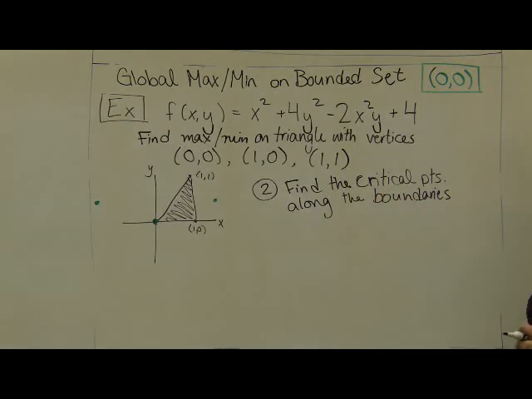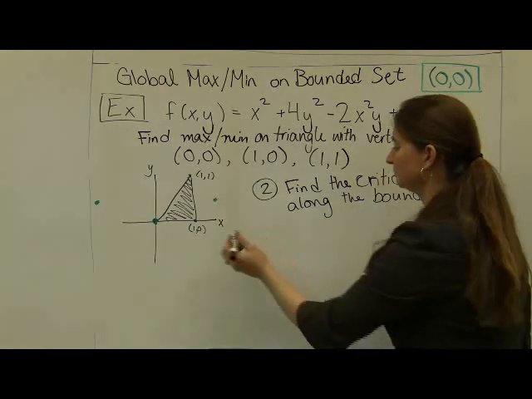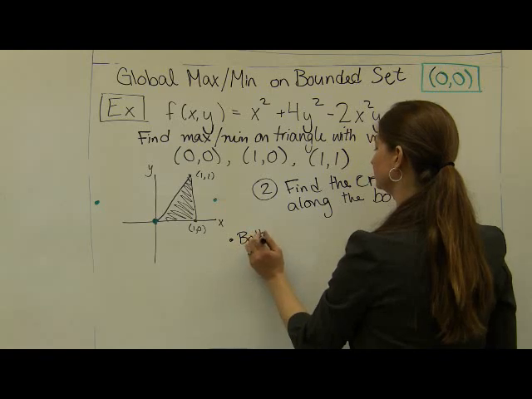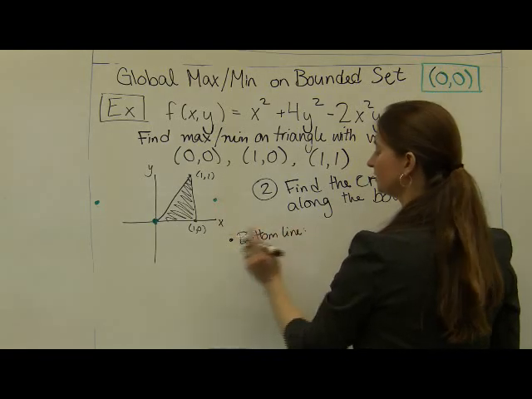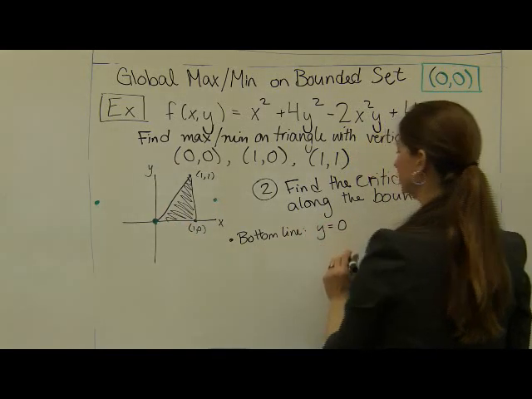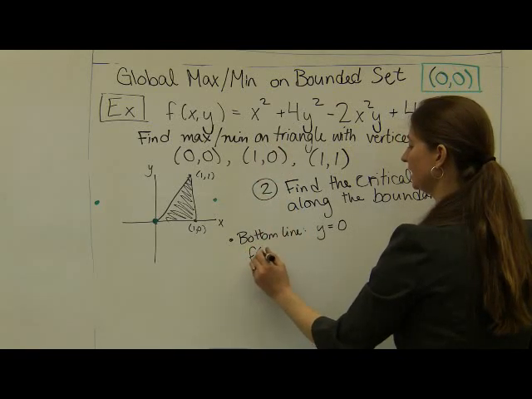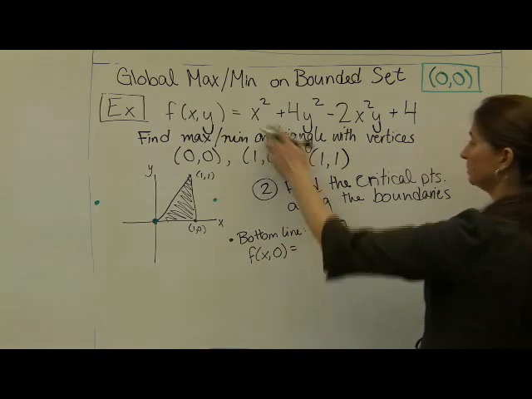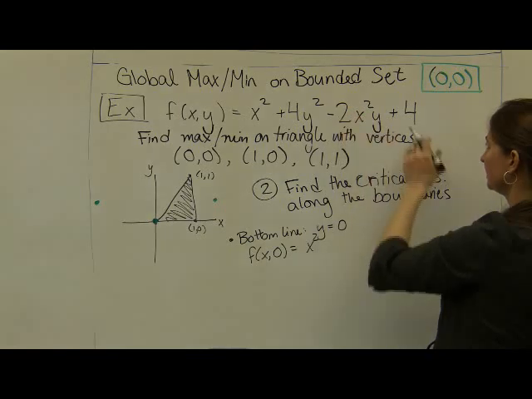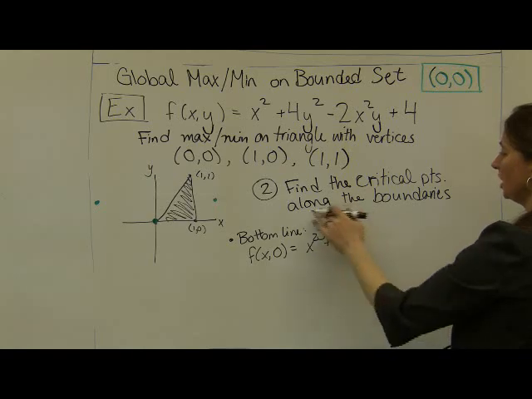So let's go ahead and evaluate the critical points along the boundaries. We have to do it boundary by boundary. So first, let's look along this bottom line, the line where y is exactly equal to 0. Algebraically, I go into my function and plug in f of x comma 0, plugging in 0 for y. I get x squared; with 0 for y, this term becomes 0, this term becomes 0, and this term becomes 4. And I want to know what the critical points are along this boundary.